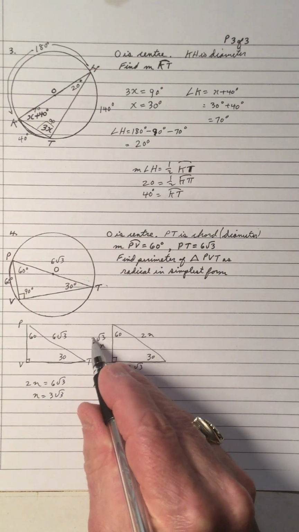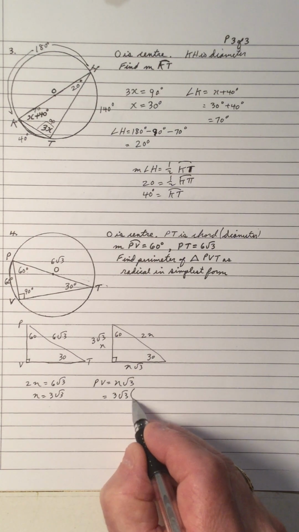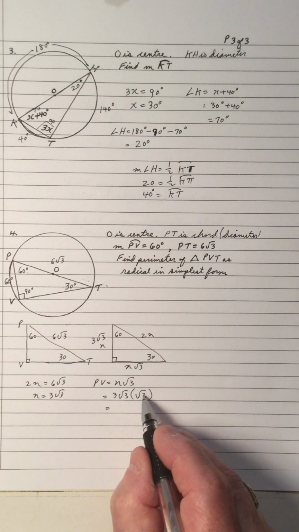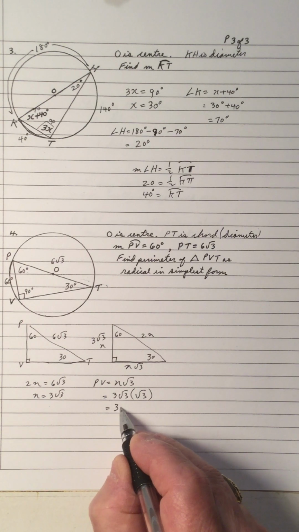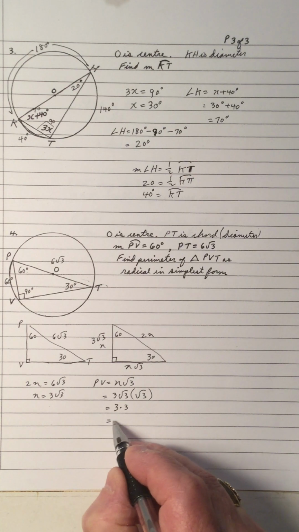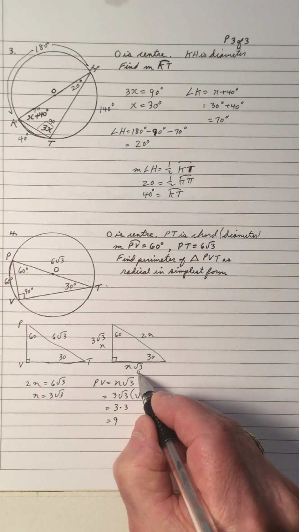That means we know that n is 3 root 3. Root 3 times root 3 is 3, so 3 times 3 is 9. So this is 9 here.